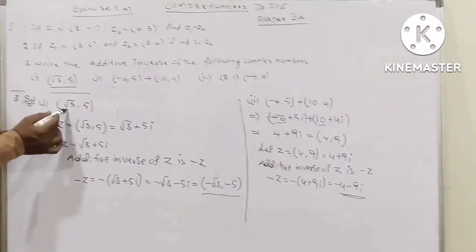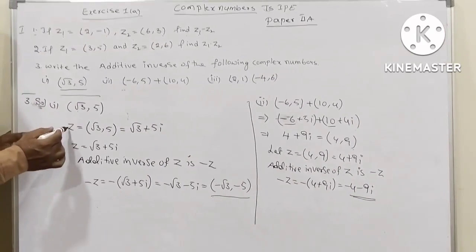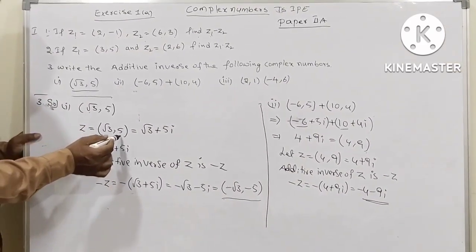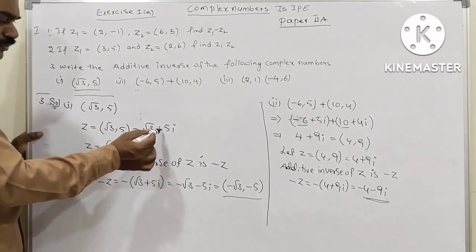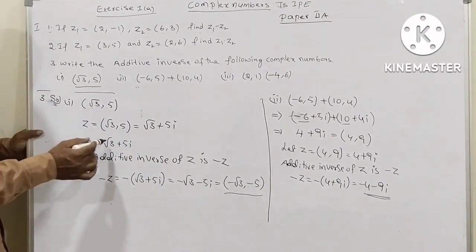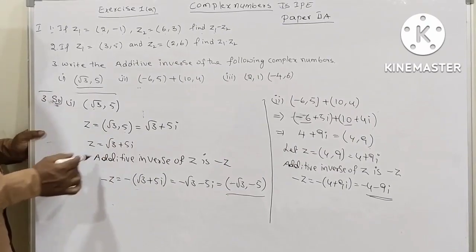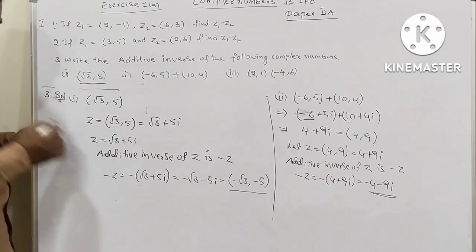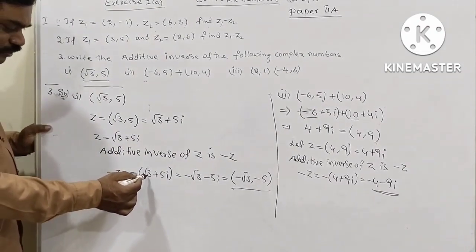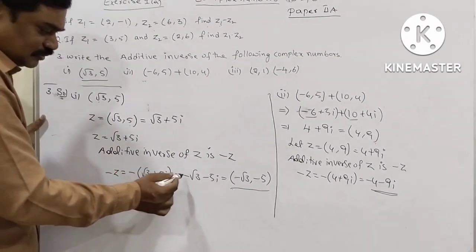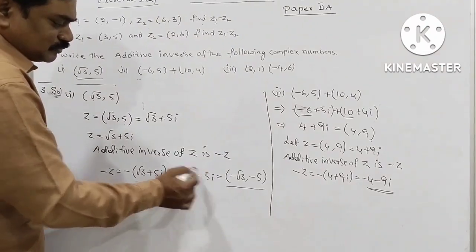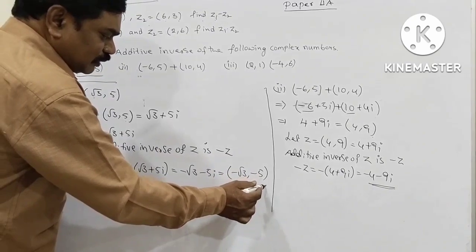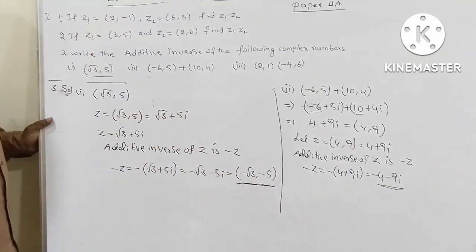First one is (root 3, 5). Let z be equal to (root 3, 5). This ordered pair can be written as root 3 plus 5i, so z is equal to root 3 plus 5i. The additive inverse of z is minus z. Minus z is equal to minus of root 3 plus 5i, which is minus root 3 minus 5i, equal to (minus root 3, minus 5) in the form of an ordered pair.